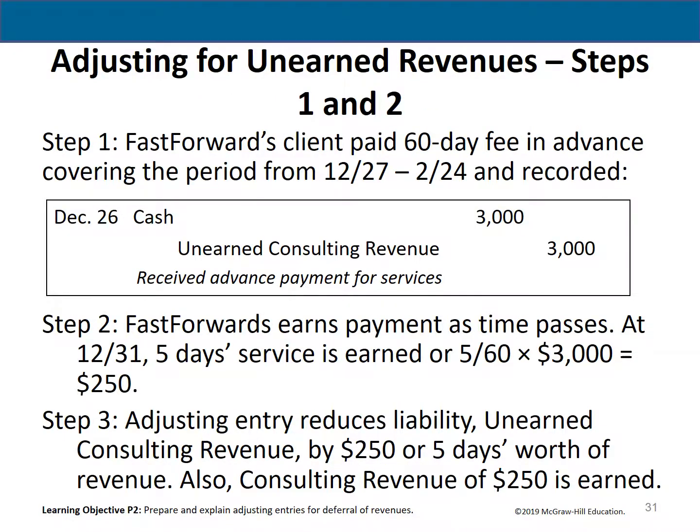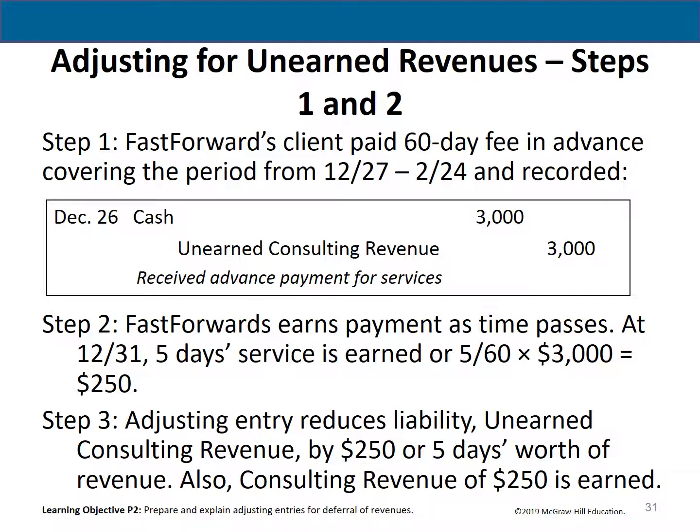Take a look. Fast Forward's clients paid a 60-day fee in advance, covering the period from 12/27 to 2/24. So on December 26th, the company received $3,000 cash. So this isn't the adjusting journal entry. This is just what happened on December 26th. On that day, they debited cash to increase the cash, and then they increased the liability, unearned consulting revenue.